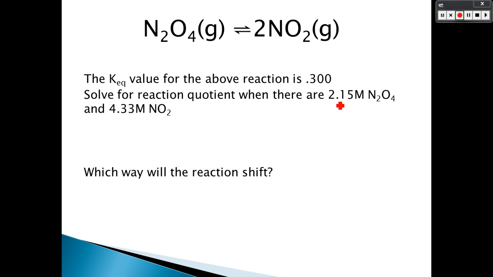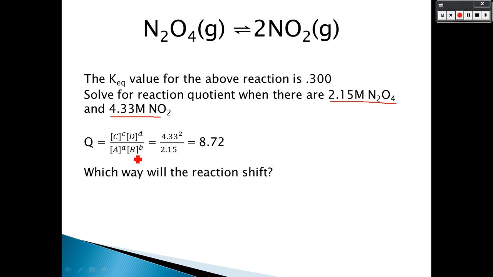So this is saying this is not necessarily at equilibrium. So here are the concentrations you happen to have. So you come across this beaker and you get these concentrations. What's the reaction quotient? And then, based on that, which way will the reaction shift? So go ahead, pause the video, solve the problem, see what you get.